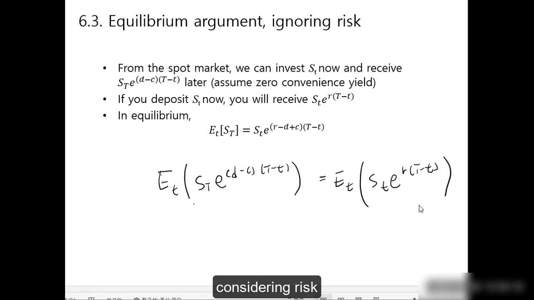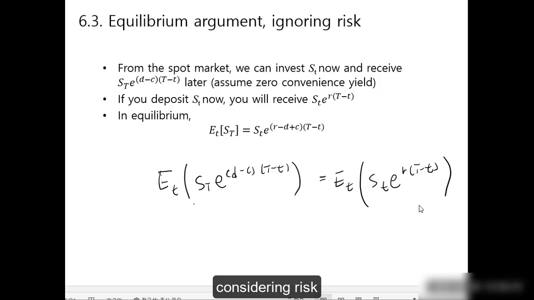So the argument here is that if we ignore risk for now, if nobody really cares about risk, then it's probably true that people don't really care which one to choose if they are not interested in risk. In that case, we will get to this equation.